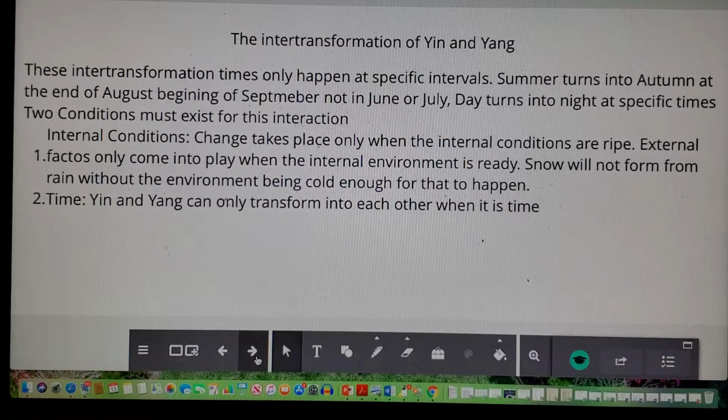It's basically like when you're out here building with somebody and they have not had the experiences which will allow them to receive your knowledge. You just got to let it go. It's not time for them. Now, external factors only come into play when the internal environment is ready. So someone's already been through a phase or something's already happened in which they are now ready to receive the information. A physical representation of this is that snow will not form from rain without the environment being cold enough for that to happen.